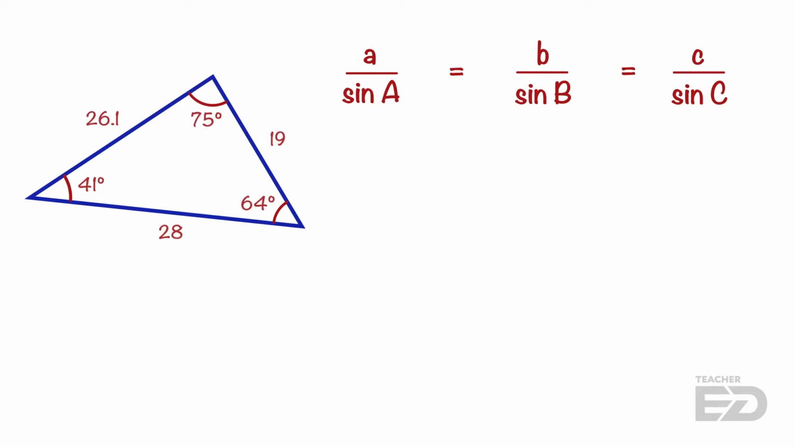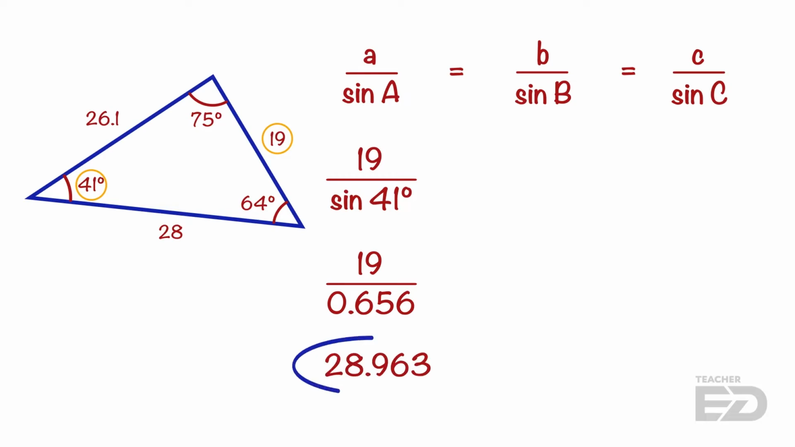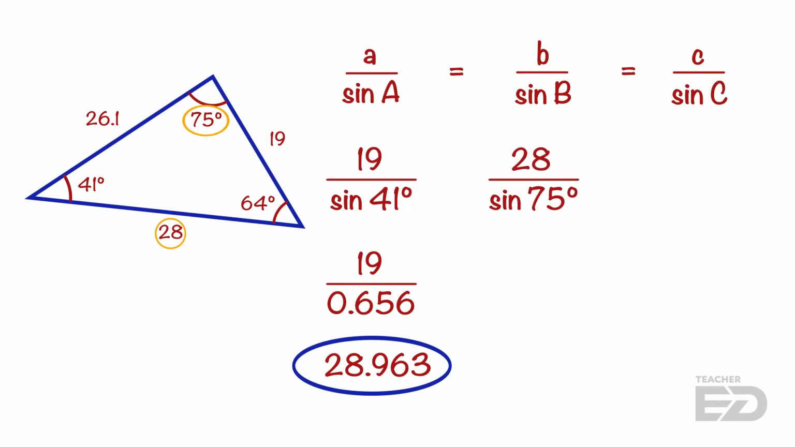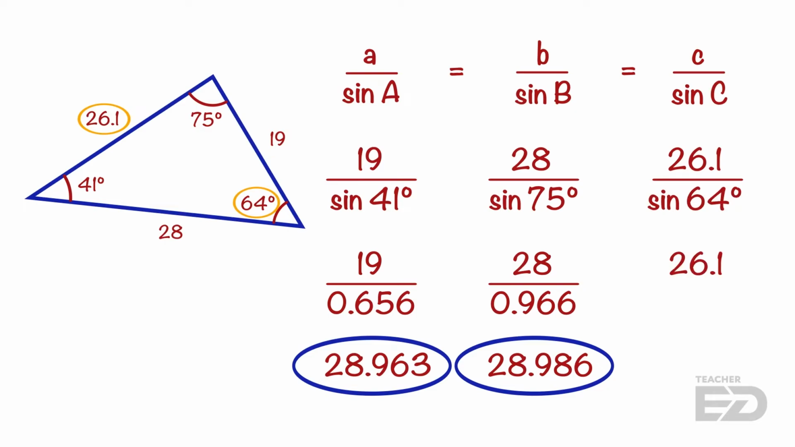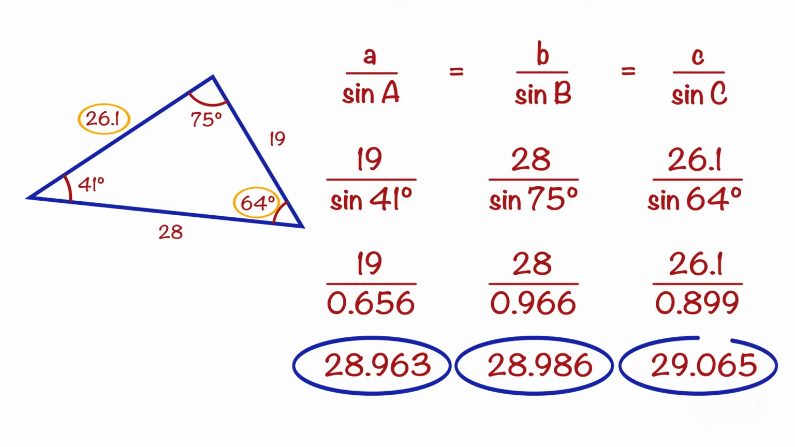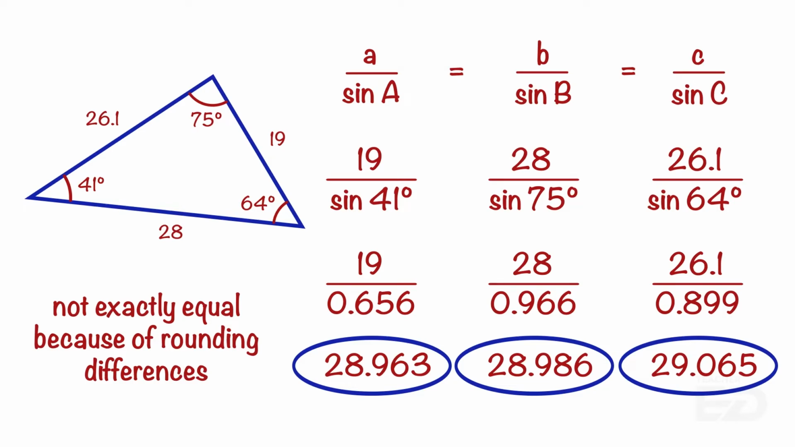Starting with side and angle A, we'll get a ratio of 19 over sine 41 degrees. If we work this out, we get approximately 28.963. Using B, we get a ratio of 28 over sine 75 degrees. When we simplify this, we get approximately 28.986. And last, C over sine C is 26.1 over sine 64 degrees. When simplified, this is about 29.065. Obviously, these three values aren't exactly equal, but that's due to rounding differences.